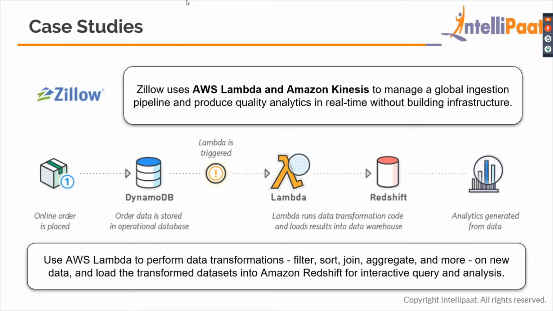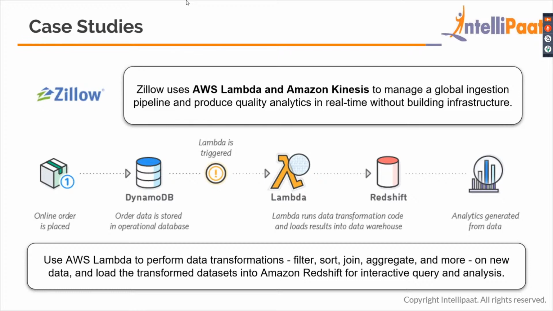Let me explain that more clearly. The goal is to manage a global ingestion pipeline and produce quality analytics in real time without building infrastructure. Zillow is using AWS because they don't want to build an on-premise setup. They don't want to build infrastructure because that needs a lot of capital. Instead, they're opting for AWS.